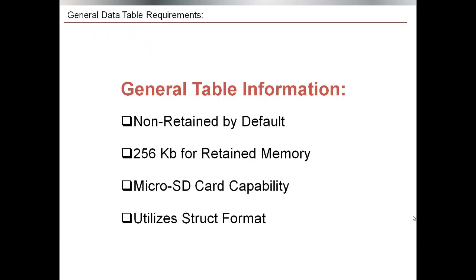When using any data table, the information is not retained by default when power is cycled. If this is required, there is 256 kilobytes of memory for retained space for both data tables and tags, since they share the same space. For additional memory, a micro SD card can be utilized to store table information.